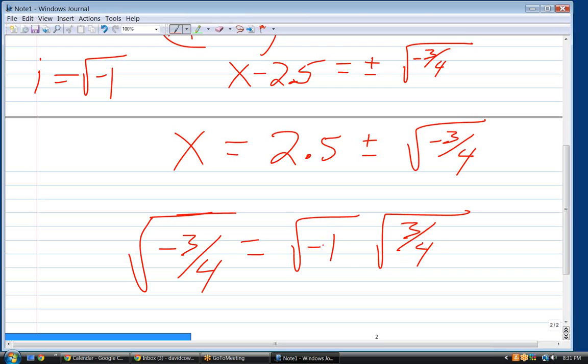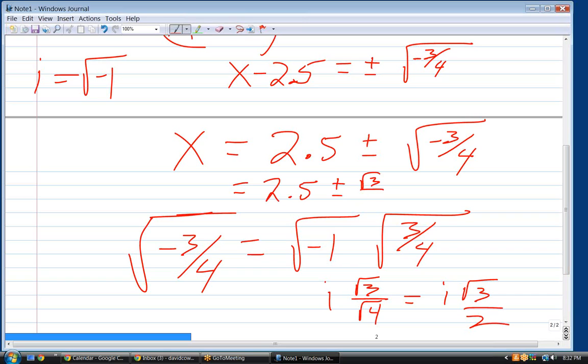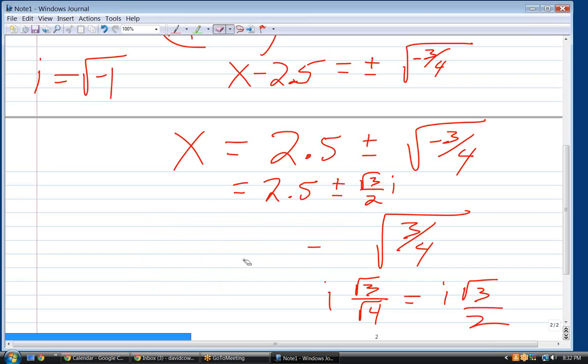Because now I can replace the minus 1 with i. And the square root of 3/4 is the square root of 3 over the square root of 4, which is root 3 over 2, times i. So now it's all simplified. My final answer for x is 2.5 plus or minus root 3 over 2 i. And that's the more typical way of writing it, with the i after the coefficient.